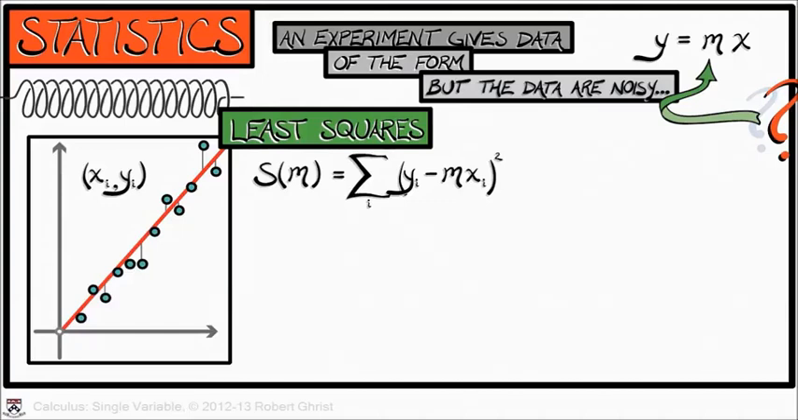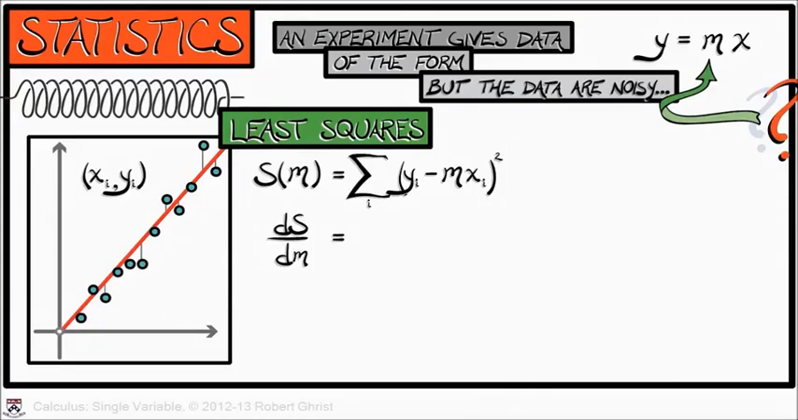This function depends on m. If we chose a value of m like 0, well, that would give a very large value of s in this case. What we want to do is find the value of m that minimizes this deviation s. So let's proceed. If we compute the derivative of s with respect to m, what will we get? This looks scary, but it's not so bad.